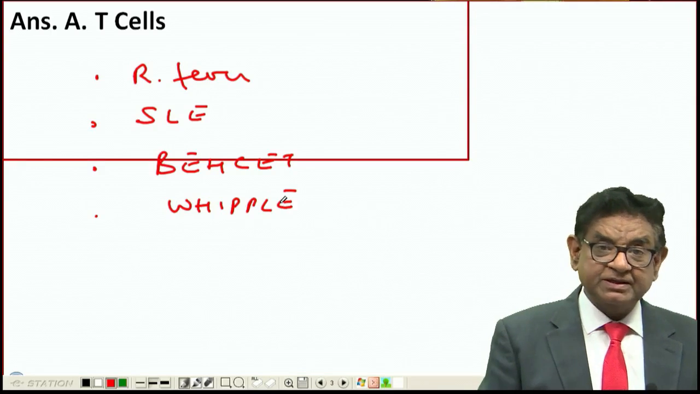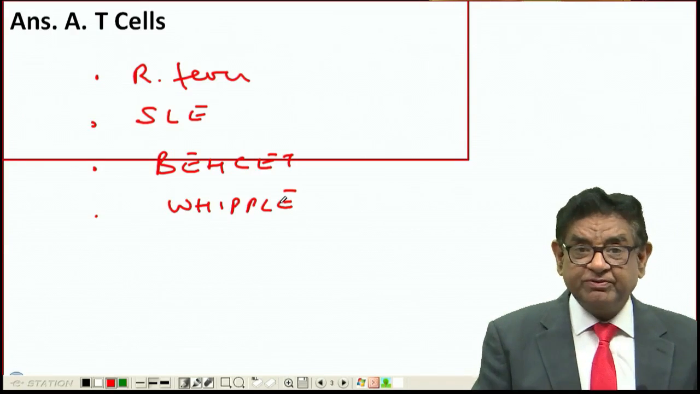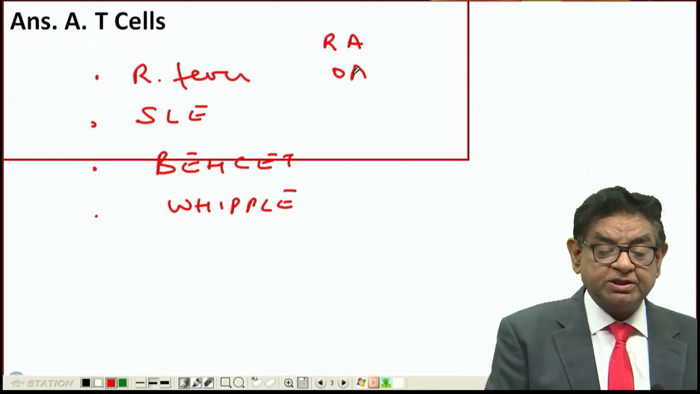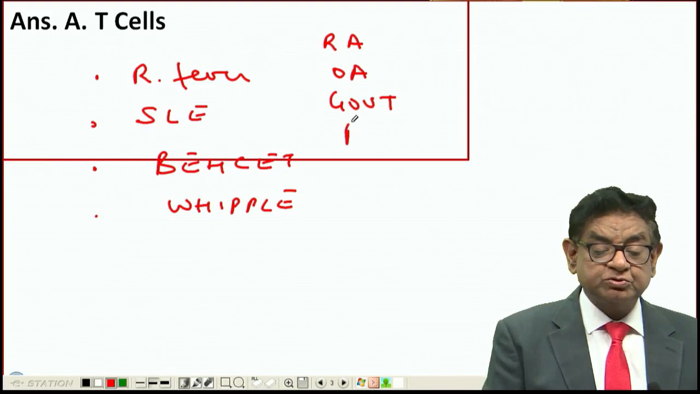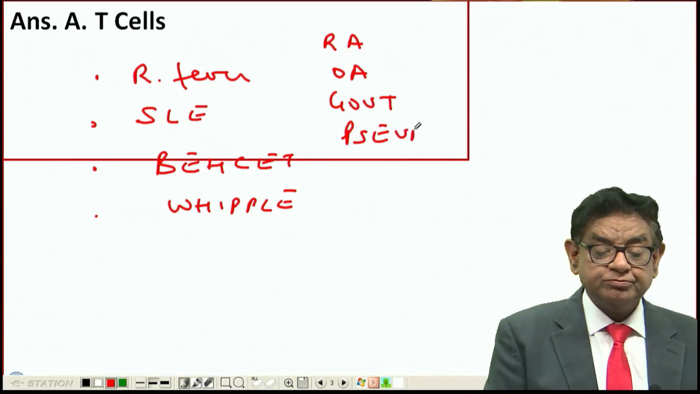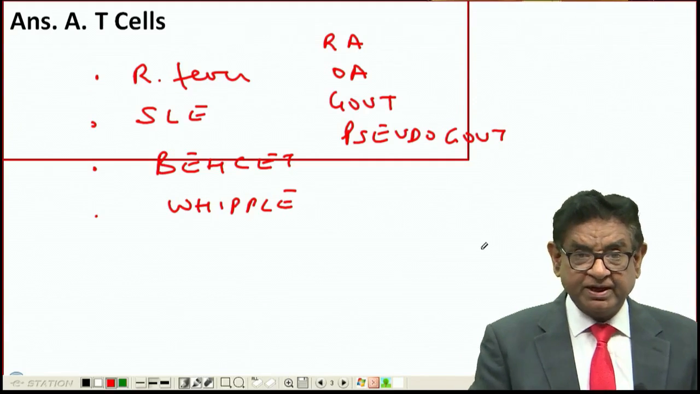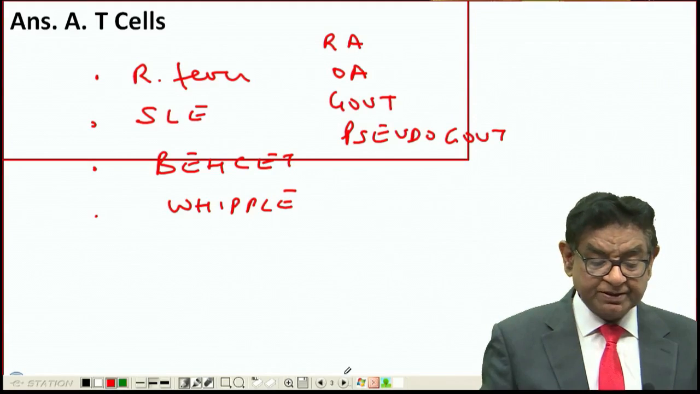But remember, the important causes of erosive arthritis, other than rheumatoid arthritis, are osteoarthrosis, gout, and pseudo-gout. They are examples of erosive arthritis, right?